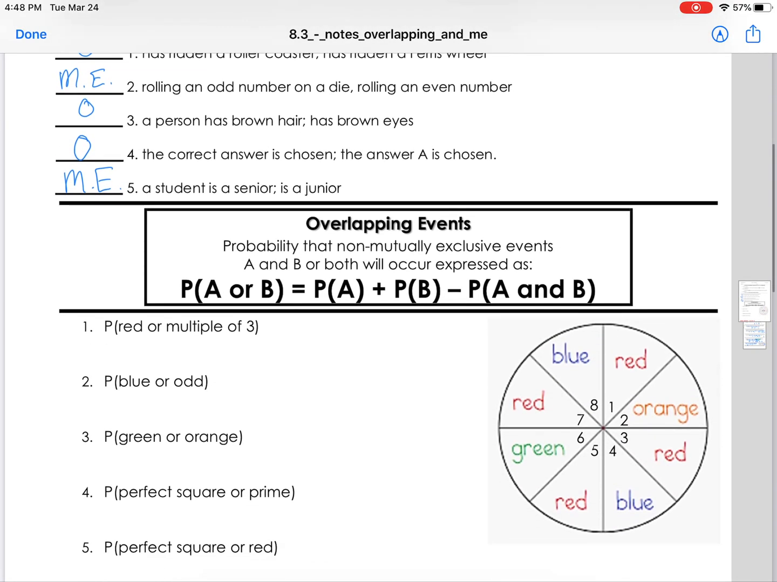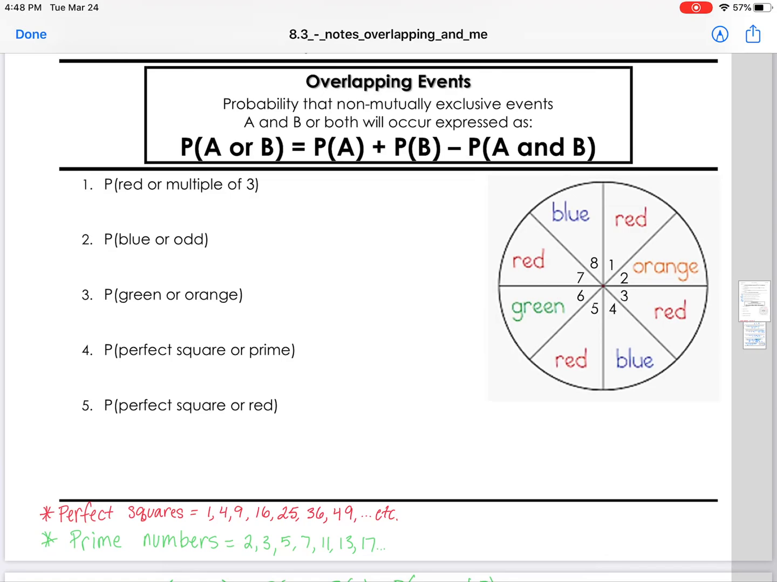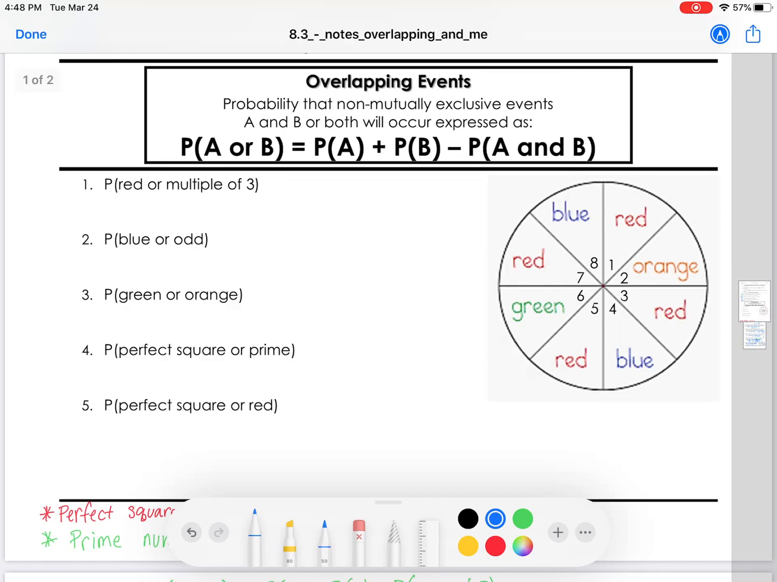What if you have compound events that are either overlapping or mutually exclusive and you need to calculate the probability of them happening? First you need to identify the probability of each event occurring and the probability of them happening at the same time. Then you use this formula. If the word is "or", the probability of A or B, you need to find the probability of one, add it to the probability of the other, and then subtract all the ones that have been counted twice. We're going to go through some examples, and I think this will make quite a bit of sense.